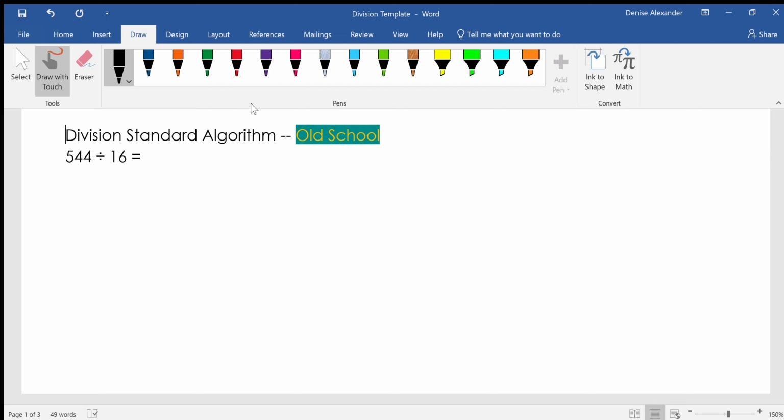The first thing I'm going to do is set up my problem. I'm going to create my division sign. I'm going to put my dividend inside, and then I'm going to put my divisor on the outside. I'm looking for my quotient. So the first thing I do is I go, 16 goes into 54 how many times?